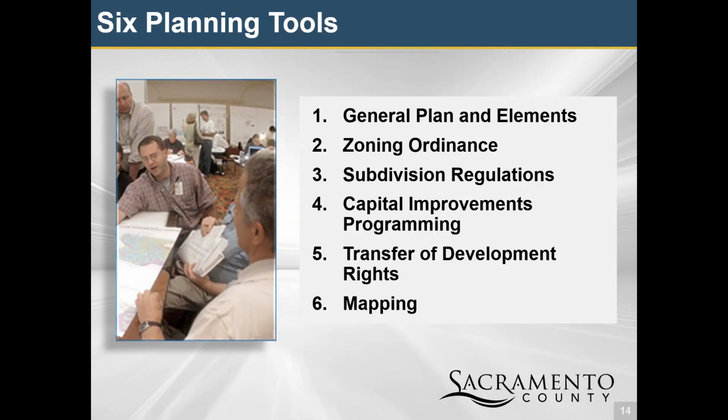I'm going to give you 6 planning tools. One of them is the general plan and elements. These tools described in this slide are common local powers that can have a major impact on the community's recovery from a disaster. Each of these tools will be described in detail in the remainder of the section. We're going to go along with the zoning ordinance, subdivision regulations, capital improvement programming, transfer of development rights, which we'll get into, and when appropriate, mapping.